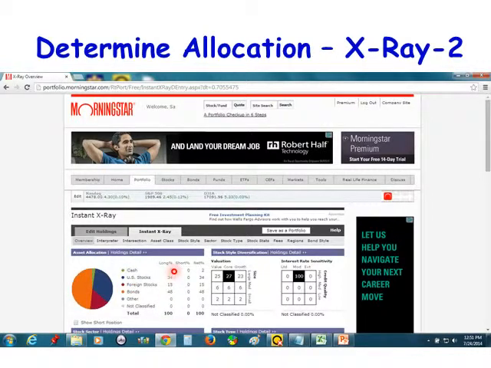Okay, let's continue here. In this 3 by 3 square, the first row is large cap. So large cap is 23 plus 27, which is 50, plus 25, 75. So large cap is 75%, and mid cap is 18%, 6 plus 6 plus 6, and small cap is 6%, 2 plus 2 plus 2. And here's your pie chart.